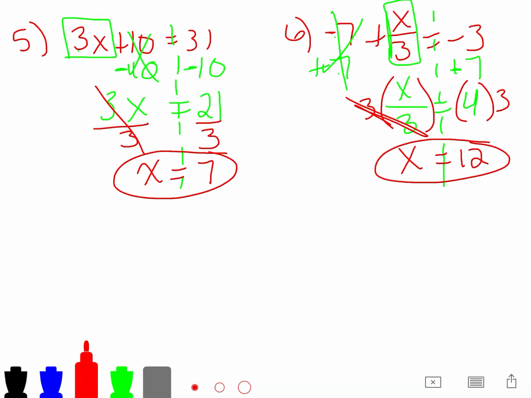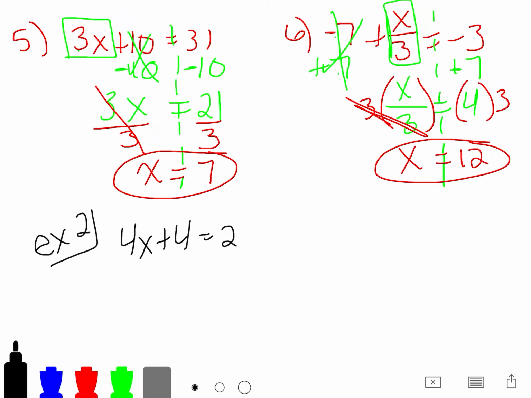Now I want you guys to try one. So write this down, then pause the video and try this one on your own. So the next one that you guys are going to do is 4x plus 4 equals 20. Go ahead and pause and write that down and work it out. All right, let's do one more together. This last one that's together is going to be a little bit different.